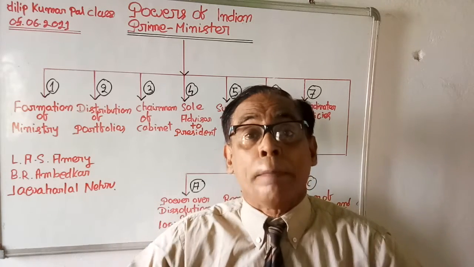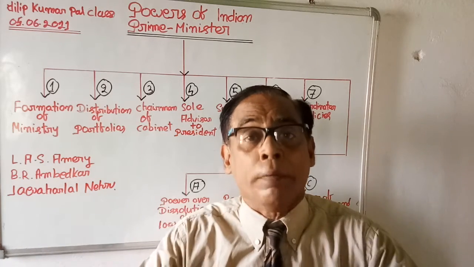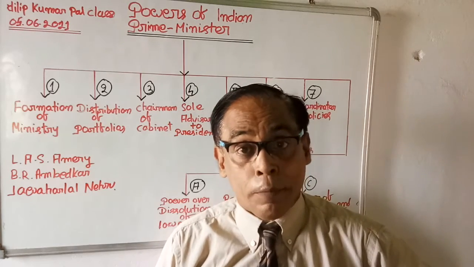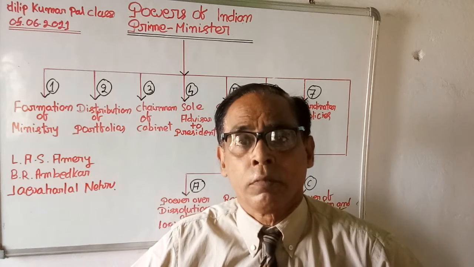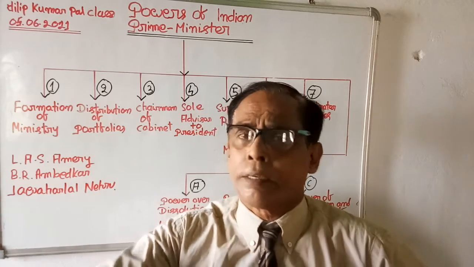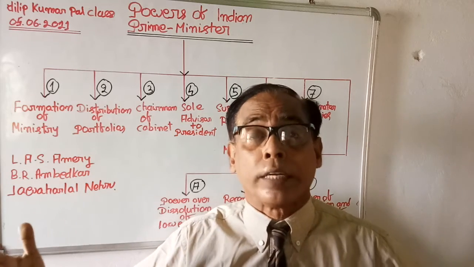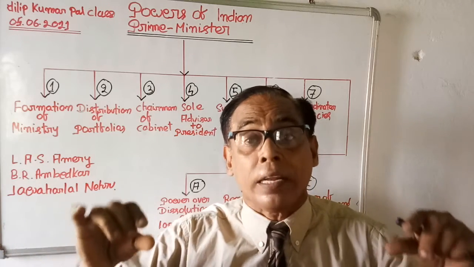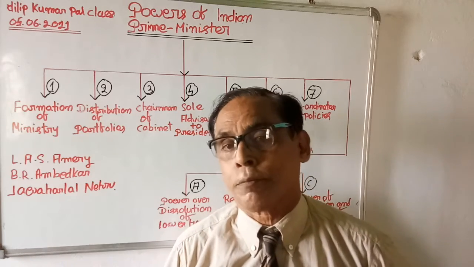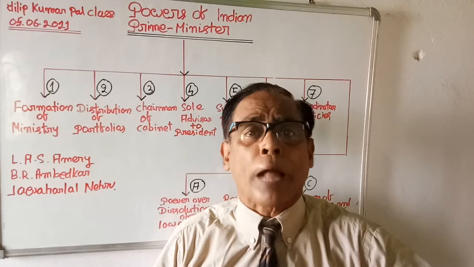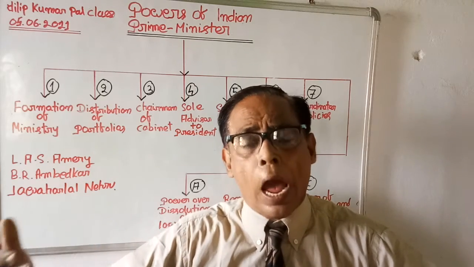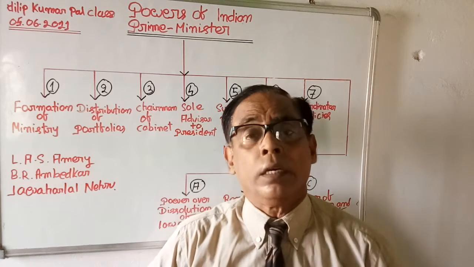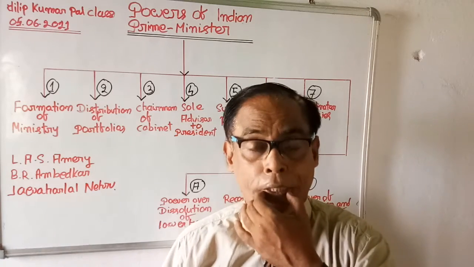And once the Prime Minister is appointed, he is asked to prepare a list of his colleagues. Then the Prime Minister prepares a list of his colleagues and submits it to the President. The President has no alternative but to appoint those persons as ministers whose names are in the list prepared by the Prime Minister. It means whom the Prime Minister wants, he can make a minister, and whom he wants, he can exclude from the ministry.